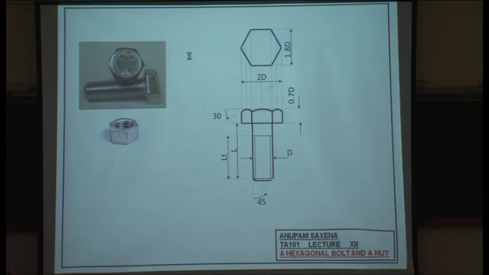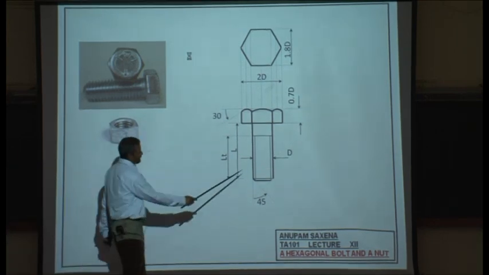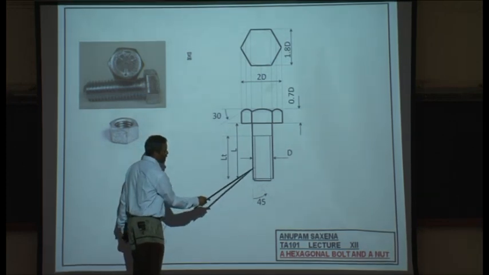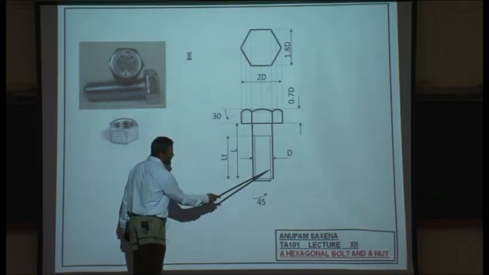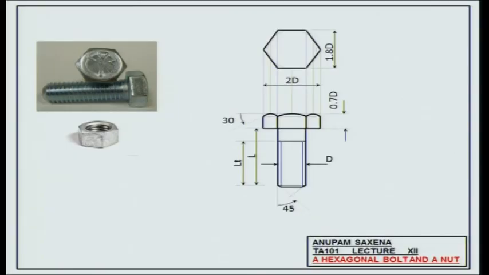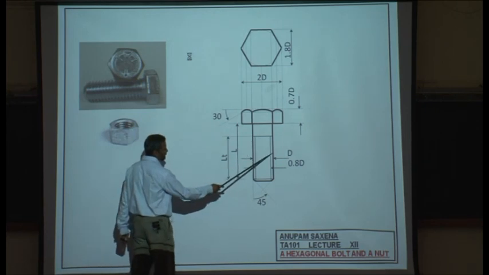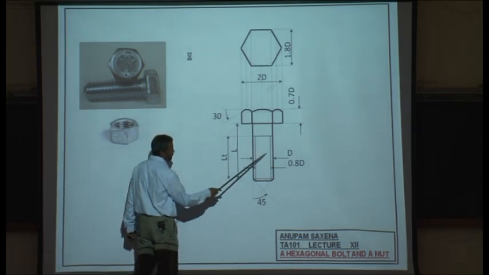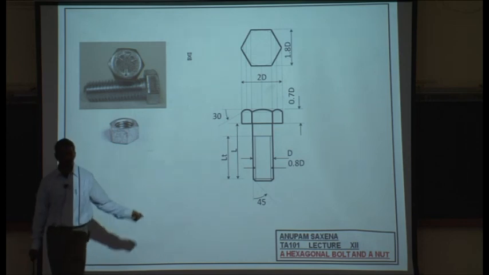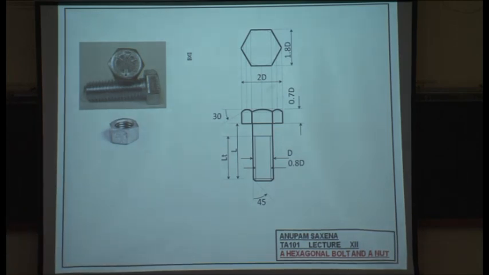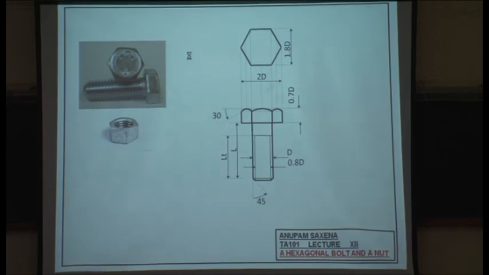By convention, we represent the threads by 2 thick solid lines and 2 thin solid lines. The distance between the 2 thin solid lines is 0.8 d. These represent the outer portion of the threads, and these represent the inner portion of the thread. This is just one of the conventions that people follow. There are many other conventions. In mechanical you'll be learning a lot more in ME 251.